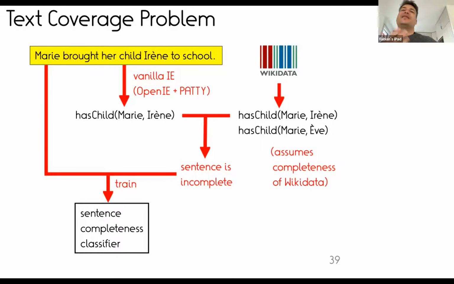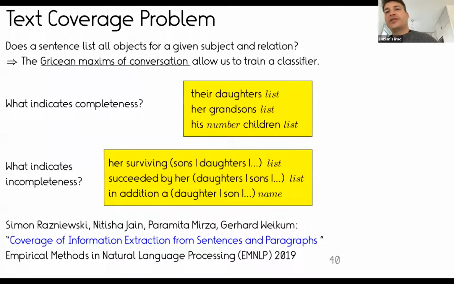So then you can figure out that the sentence is incomplete. If the sentence mentions two entities and Wikidata as well, then for this to work, you assume that Wikidata is complete. And then again, you can use the previous approach that we've seen to justify that. And so you can actually figure out that the sentence must be incomplete in this case. And then you actually have a labeled data set, and you can train a classifier on that data set, and the classifier will tell you for every sentence whether the sentence is complete or not. And this gives interesting features.